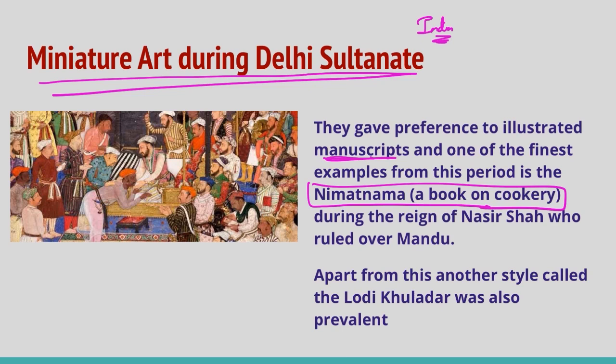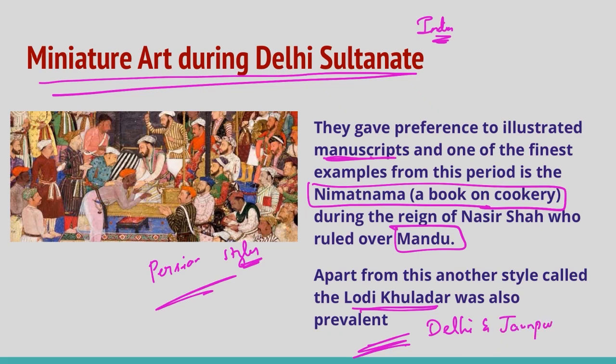During this period, Nazir Shah ruled over Mandu, and this manuscript shows a synthesis of indigenous and Persian styles as well. Apart from the Persian style, another style called Lodi Khuladhar was also prevalent during these times, and it was followed in many of the Sultanate dominated regions between Delhi and Jaunpur.